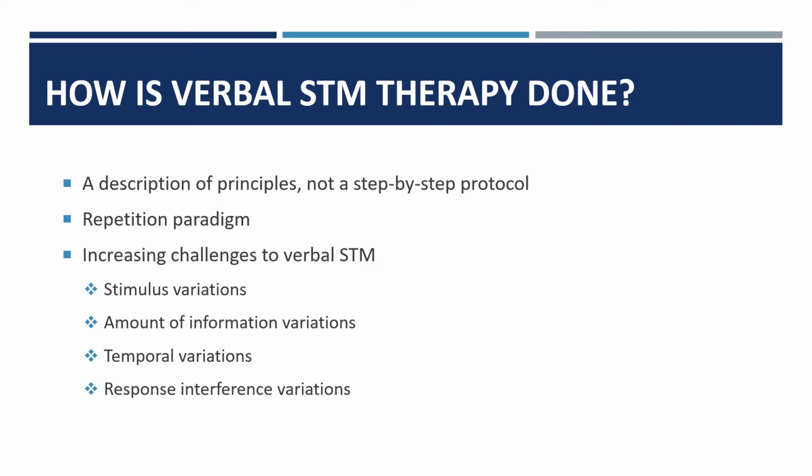Some possible ways to consider challenging verbal short-term memory are listed here and include stimulus variations, amount of information variations, temporal variations, and response interference variations. We'll go over each one of these individually.